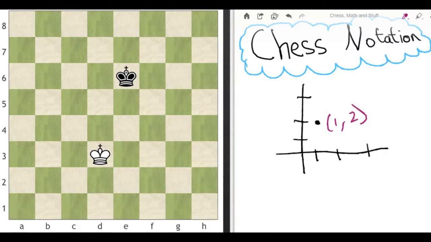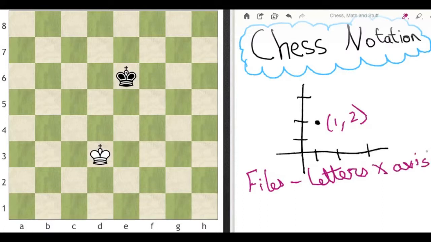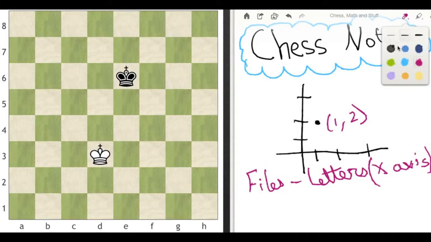These letters here are called your files. Let me write that down there. Files are your letters, and they represent your x-axis. Sorry, my pen's dragging slightly. So that's what those are. These letters represent the x-axis of your square here. Finding out a square here is just like graphing, as you will find out now. Now what are the numbers for?